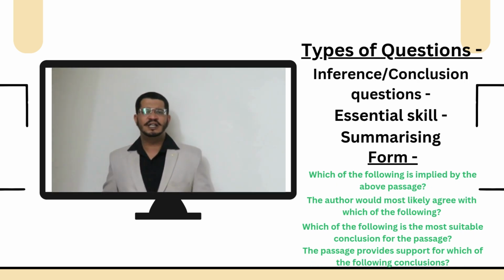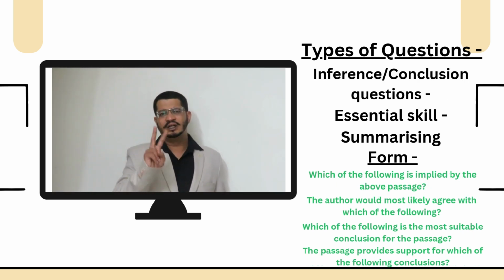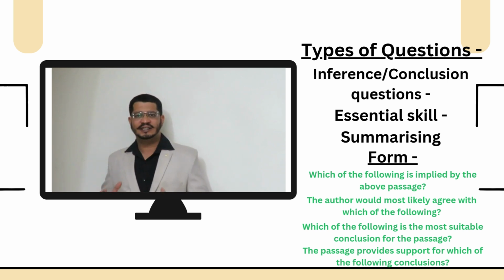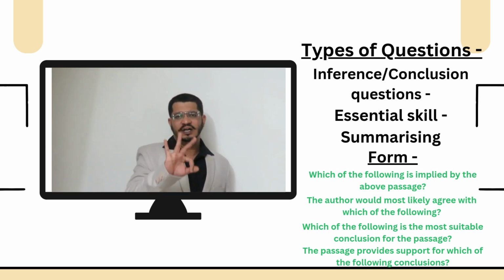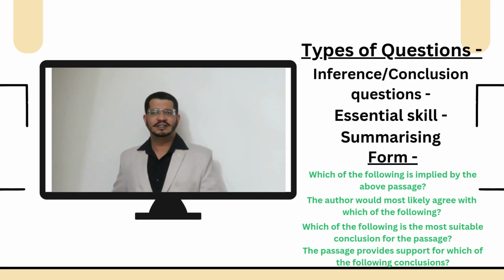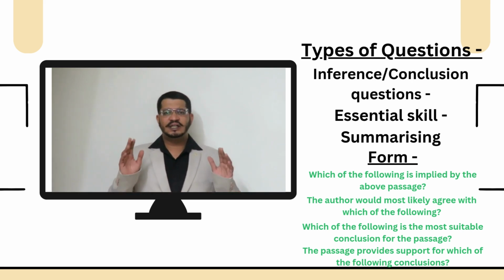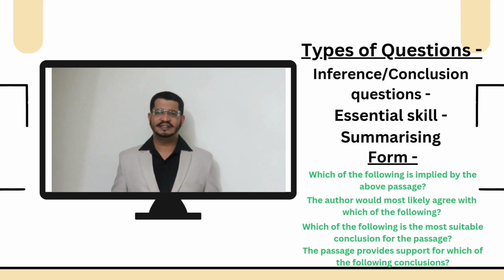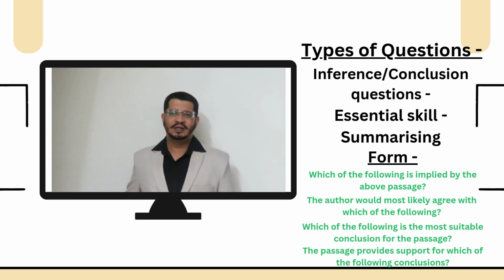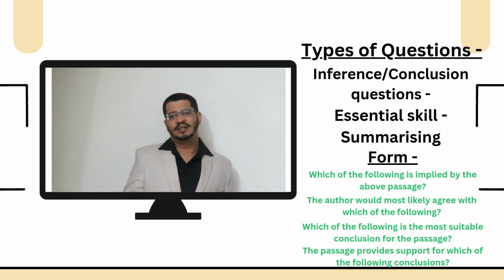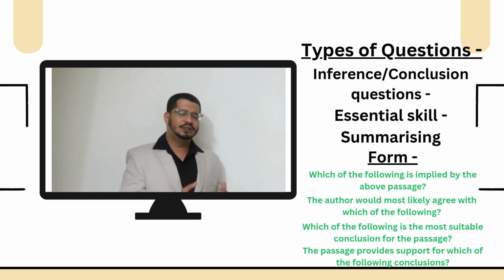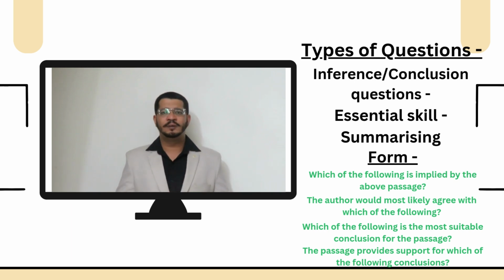So far, we have already dealt with the two most common types of questions which appear in the CLAT exam in the logical reasoning section. Now it's time to deal with the third most common type of question, and that is the conclusion or the inference question. This is the most straightforward type of question you can receive in the logical reasoning section, simply because you are supposed to summarize the passage in your own words and mark the answer which most closely aligns with your own summary.